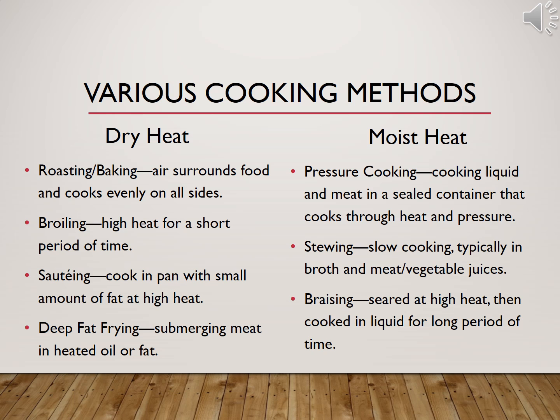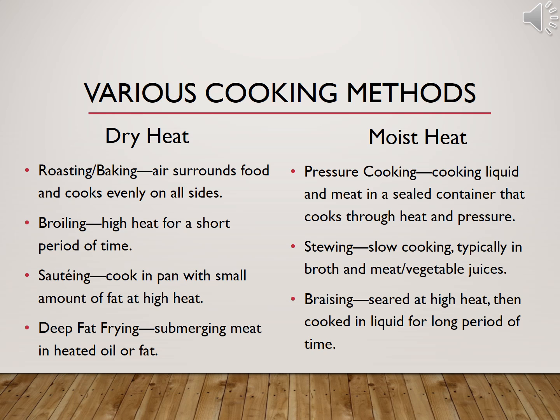So roasting and baking is a form of dry heat in which hot air surrounds the food and cooks the food evenly on all sides. There is also going to be some heating that's going to occur on the entire surface of the meat, and this is going to cause browning, which is going to add some flavor. This method of cooking is ideal for large, whole meats.